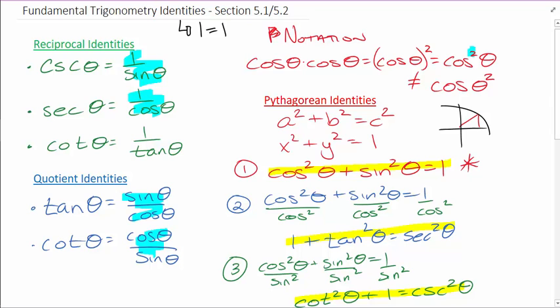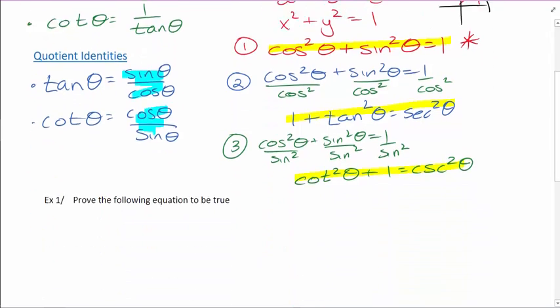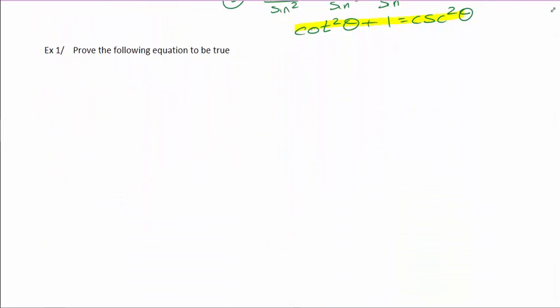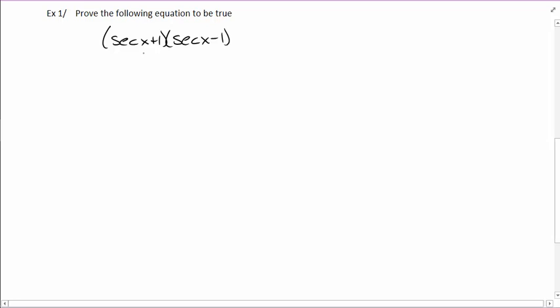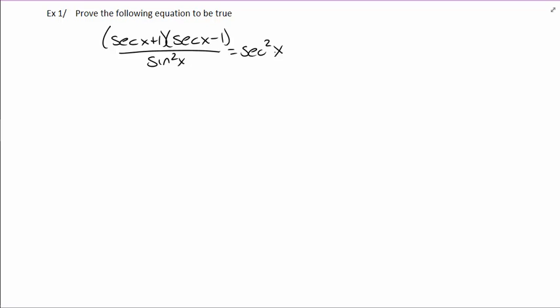What we're going to do now will be called a trig identity. The question will say, prove that the following equation is true. The equation that we're going to work with today is that the secant of x plus 1, that quantity times the quantity of secant x minus 1, divided by the sine squared of x, will always equal the secant squared of x. This is a true statement. This is an identity. The left and right sides are exactly the same. But how do we prove it?